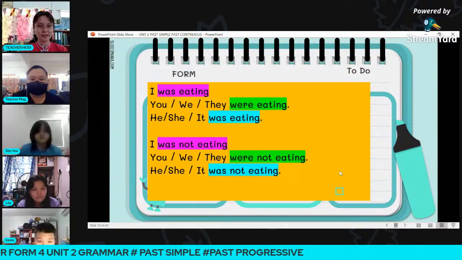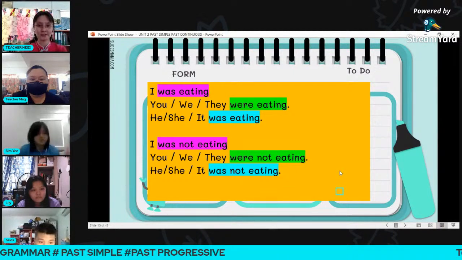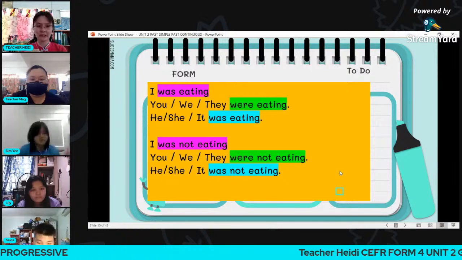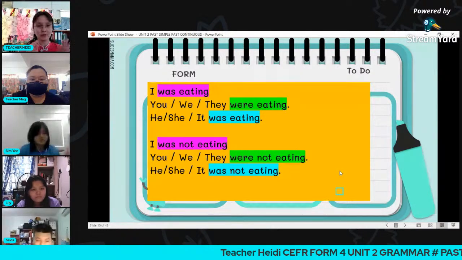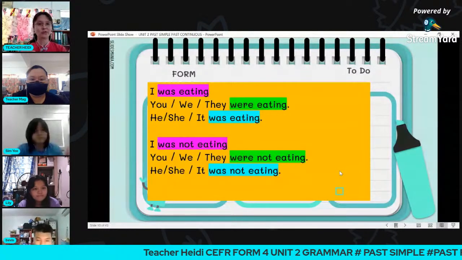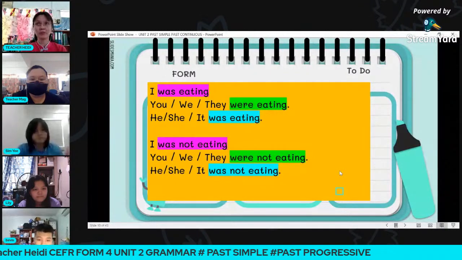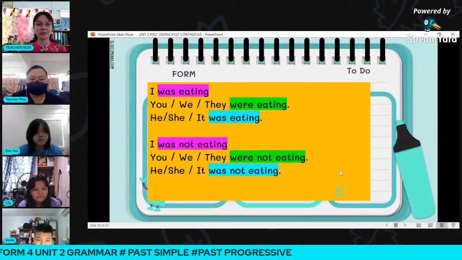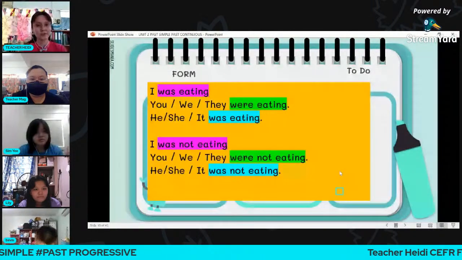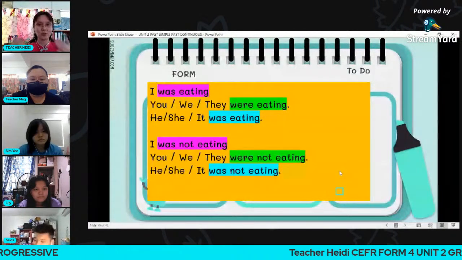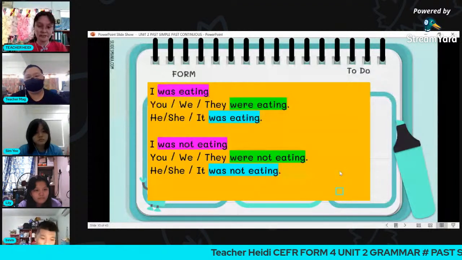If you can see, there are actually positive and negative. The positive one, of course, you are eating. The negative one, not eating. So for all the sentences you need to know how to write the positive one as well as the negative one. The positive one is normally referred to as affirmative. If you see the word affirmative, it means positive, that means you are doing it. But the negative, you're not doing it.